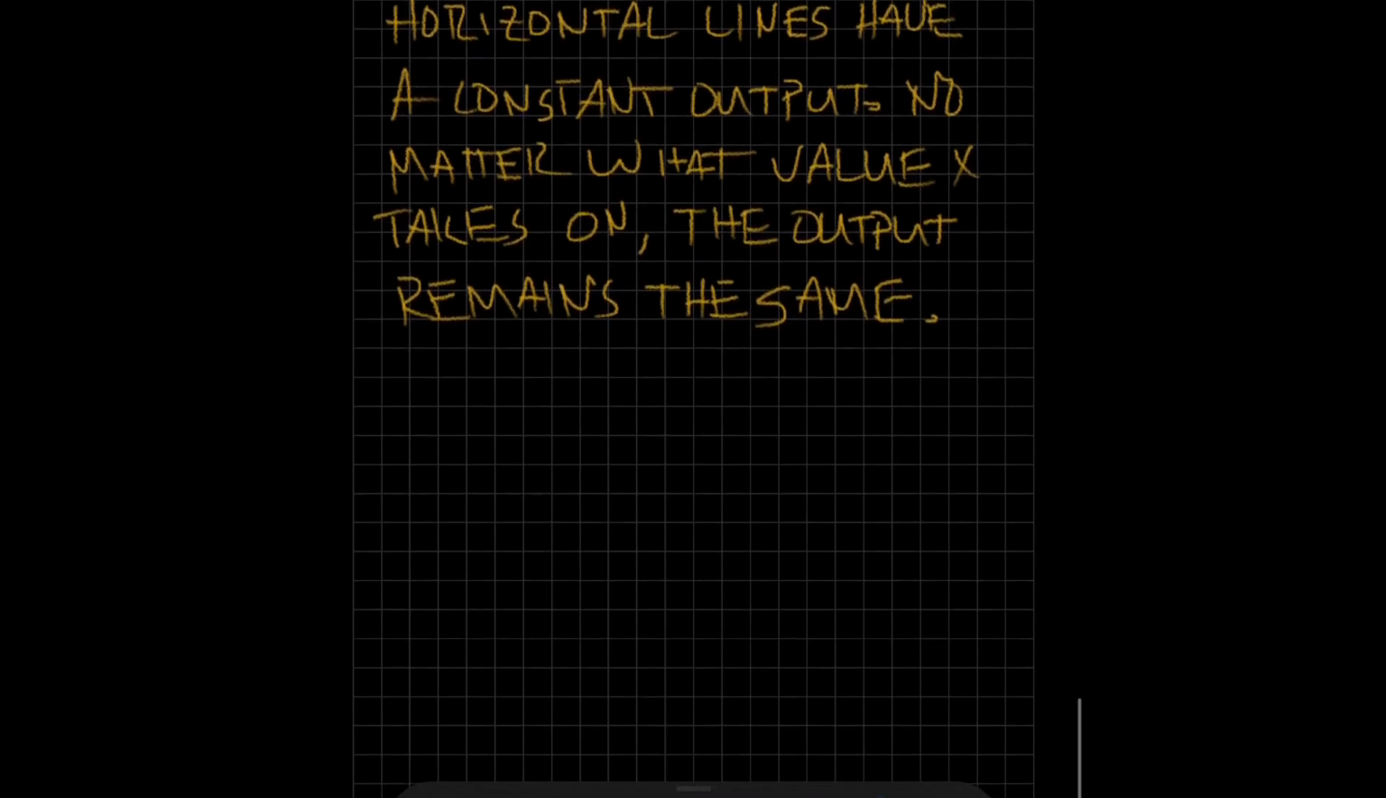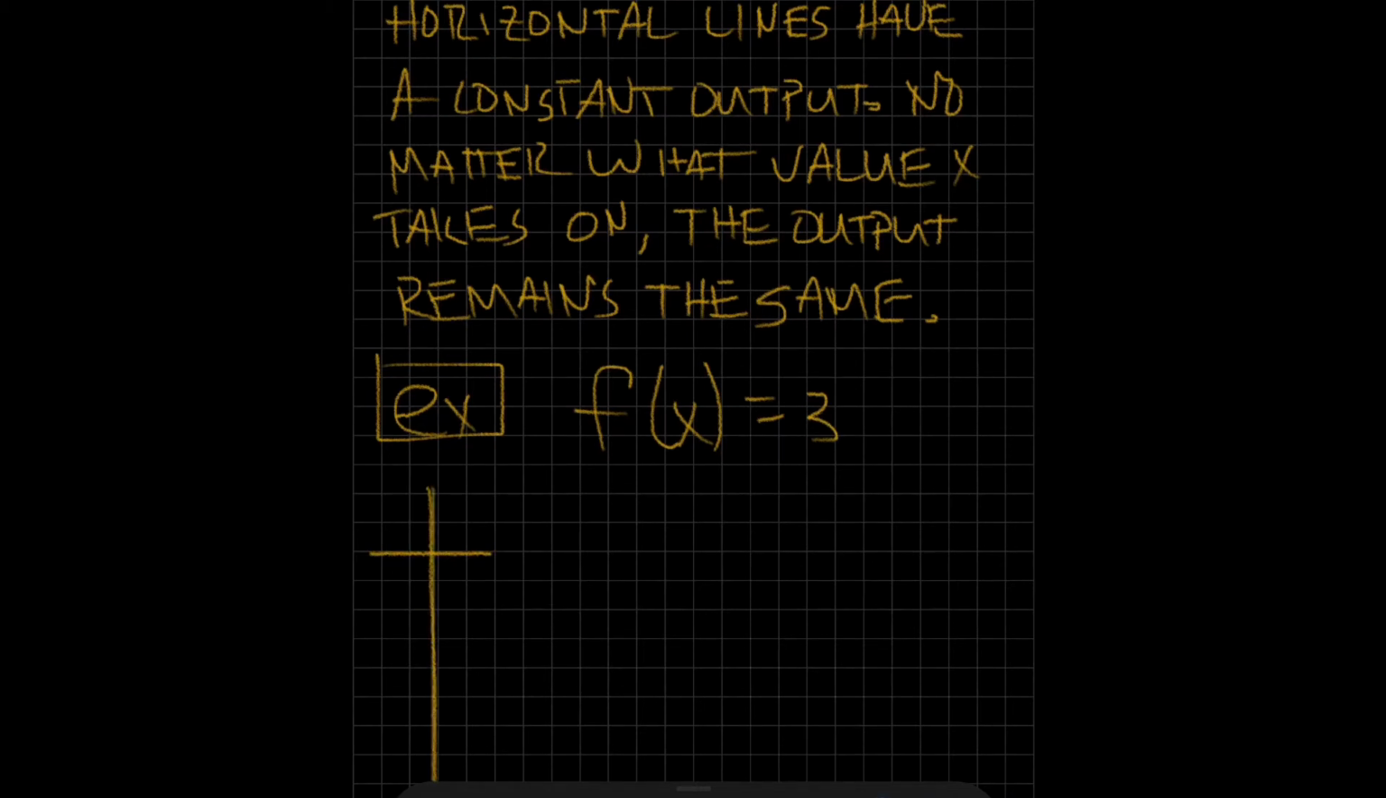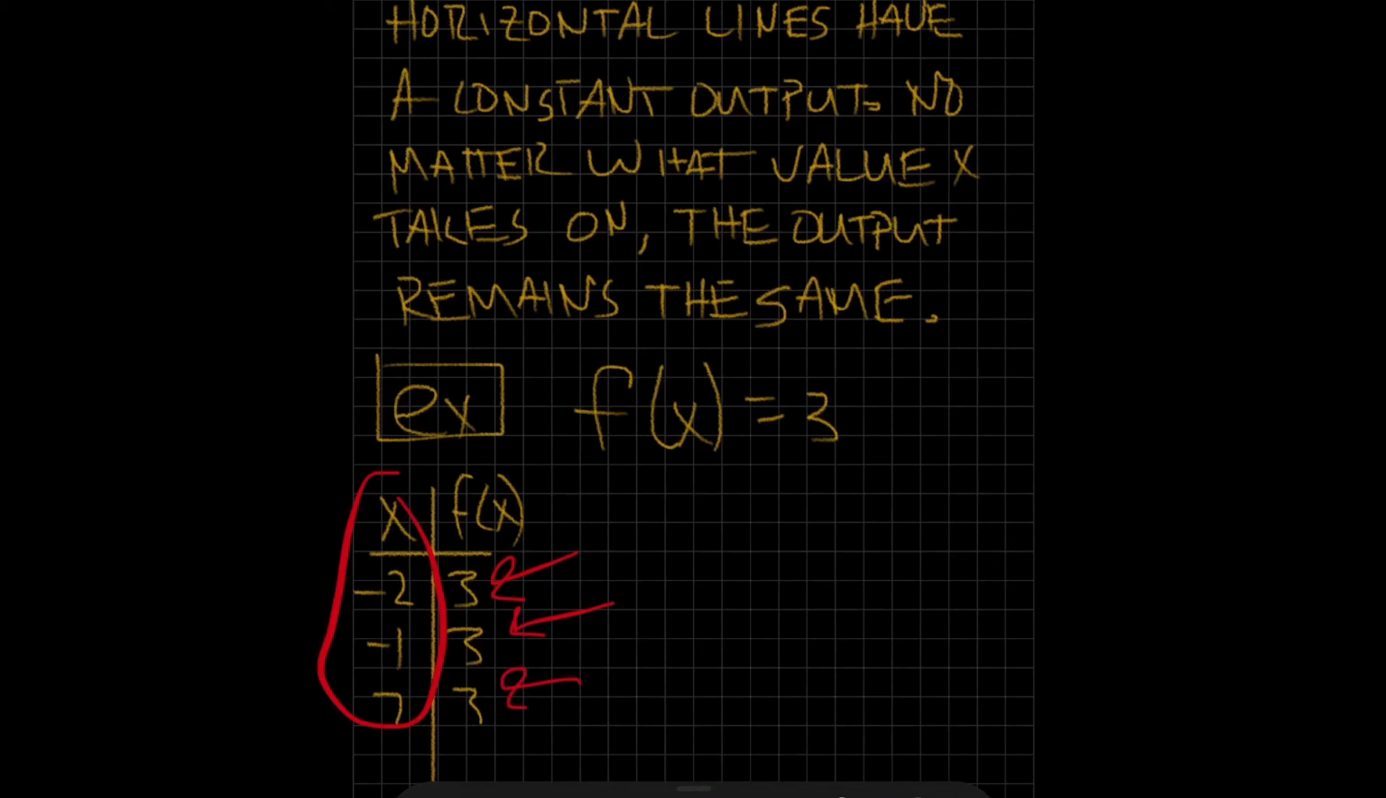So let's do a little example. Let's say we have f of x is equal to 3. If I were trying to graph this by plotting points, here's kind of what my table would look like. So I have x and f of x. When x is -2, f of x is 3. When x is -1, f of x is 3. When x is 7, f of x is 3. No matter what value I choose for x here, I'm going to get the same output every time.